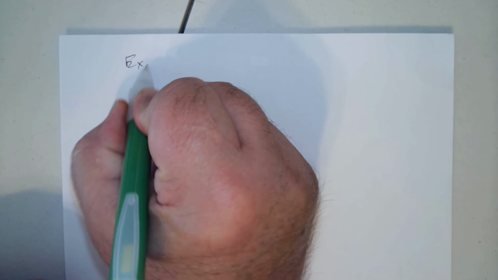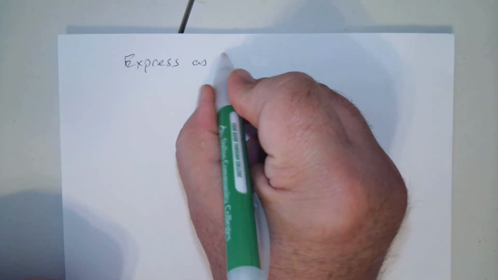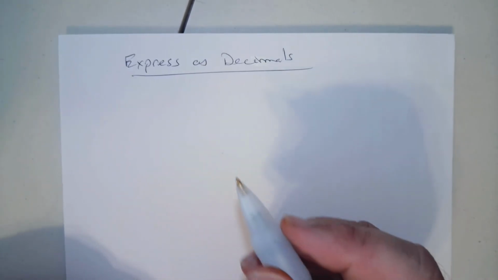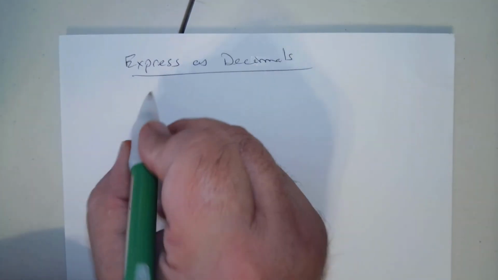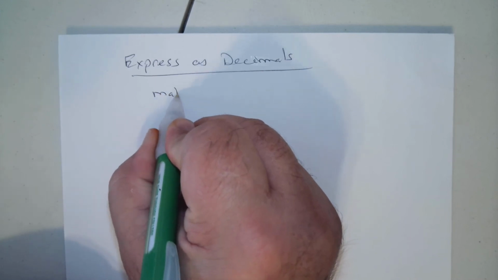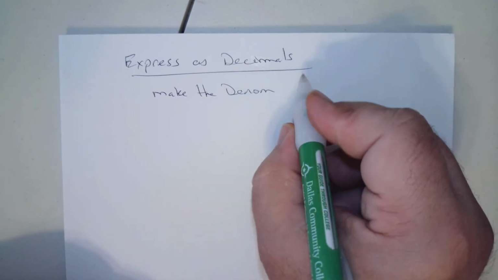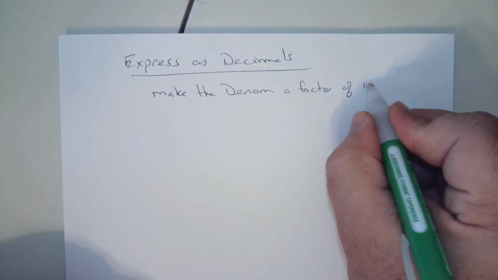Okay, let's look at expressing our numbers as decimals. Basically what that means is, what you have to do is, if possible, make the denominator a factor of 10.